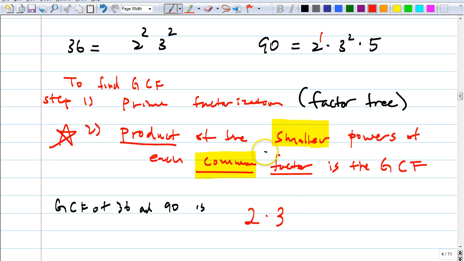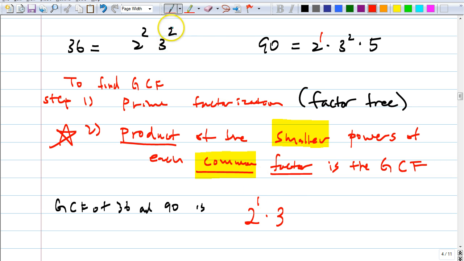We need to choose the what? Smaller powers. What about 2? Look at 2. You see how 2 is common in both, right? 2 is there. Is 5 a common factor? No, 5 isn't in here, right? Does that make sense? So now it says choose the smallest power. We got 2 to the second, 2 to the first. Guess which one we're going to use? 2 to the what? Which is smaller, 2 or 1? 1. So you choose 2 to the first power.